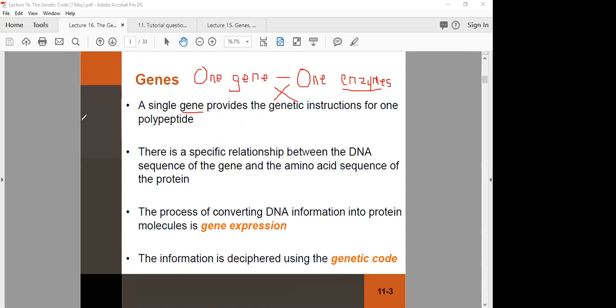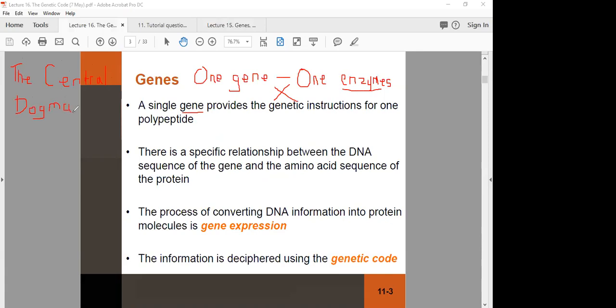And then eventually they proposed what's called the central dogma of gene expression.